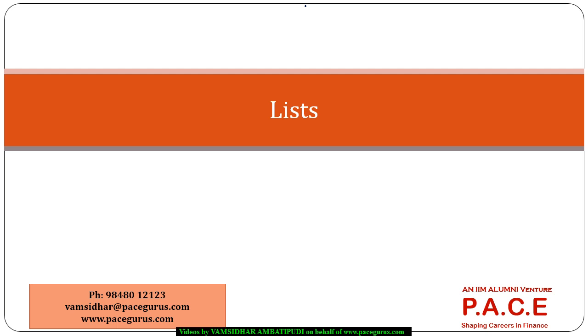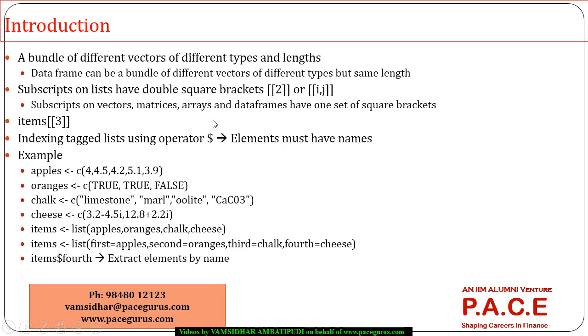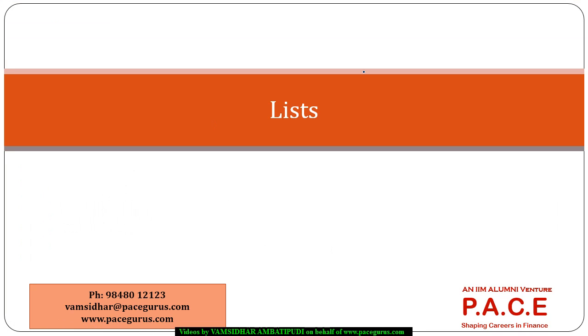In this session, I'll be talking about creating lists and working with lists in R. Now, there are different kinds of data types. We have seen vectors, we have seen factors, we have seen matrices, arrays. These are different kinds of data types.